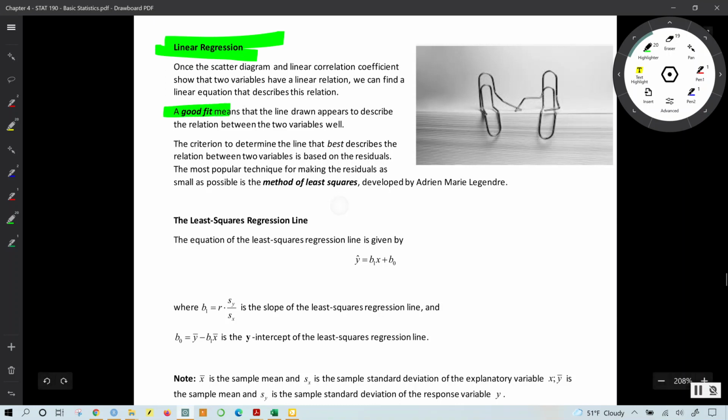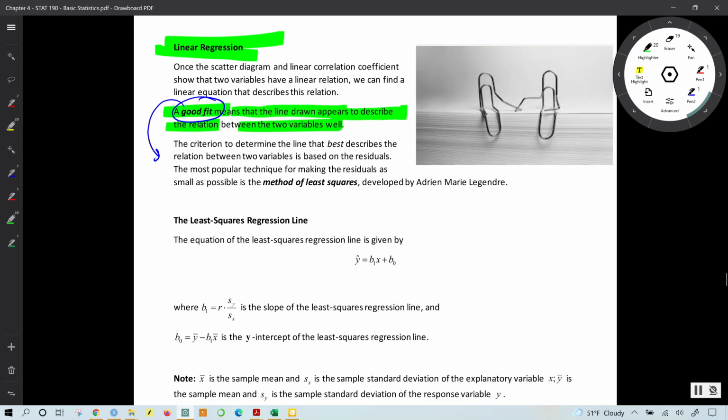A line of good fit means that the line drawn on a scatter plot to approximate the relationship between the two numeric variables appears to describe the relation between the two variables in a very meaningful fashion. That brings up next the question of what makes a line a good fit? What criterion, what basis are we using to determine if a line is a good fit for describing the relationship between two numeric variables?